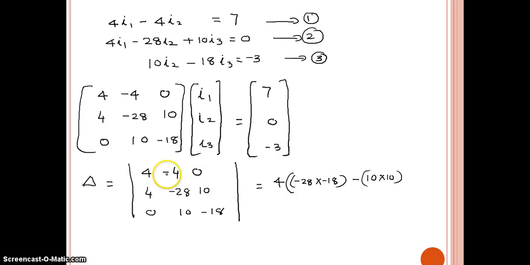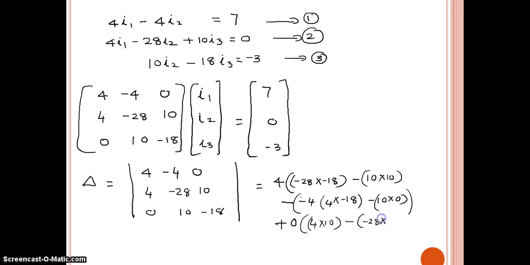Now that first element is finished. Second is minus 4. So this row and this column will be eliminated: 4 into minus 18 minus 10 into 0. Now this is plus, 0 into this means it is 0 only, so 4 into 10 minus 28 into 0. When you solve this, we get around 1616 minus 288. So the final answer will be 1328. That is your delta.